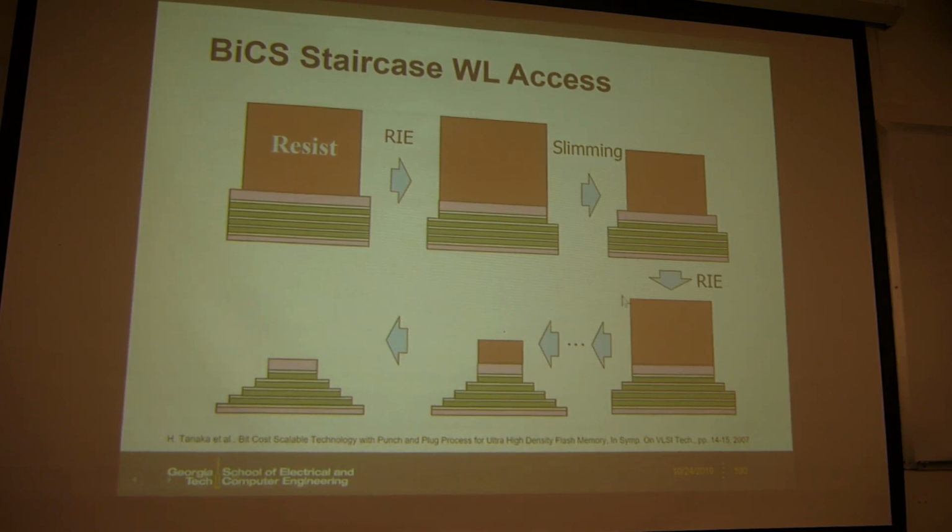Then you do another etch, so you get a second step. So you keep this shrinking of the width of this photoresist, and then do one vertical etch. Then you get a step in this stair. So eventually you will get all the stairs. Of course, you need multiple etch steps, but you just need one litho mask here. So as I said, the litho is the most expensive step in the fabrication.